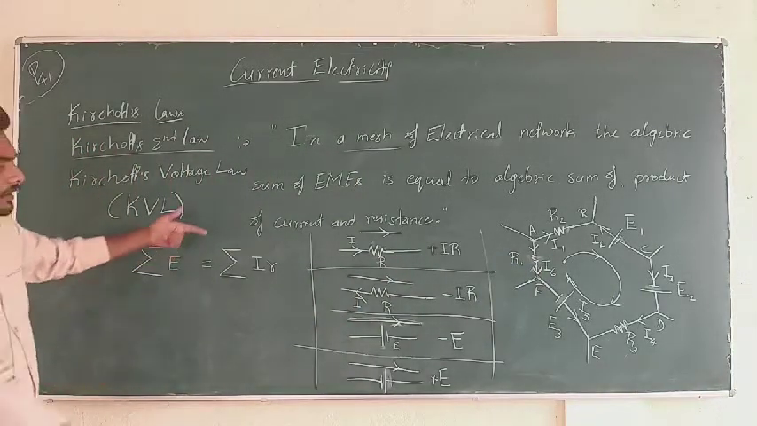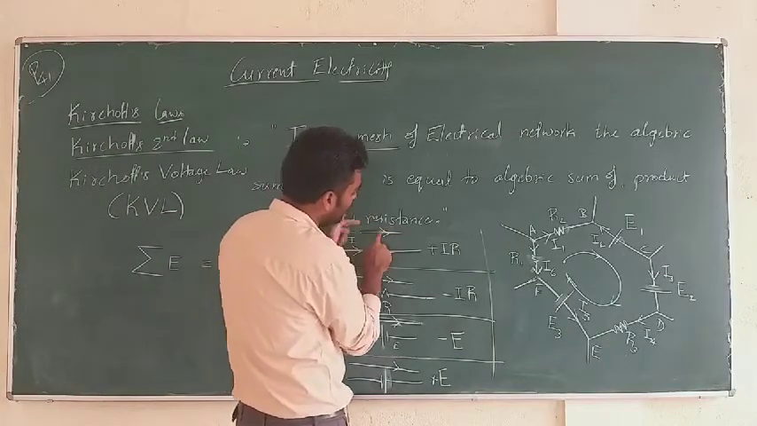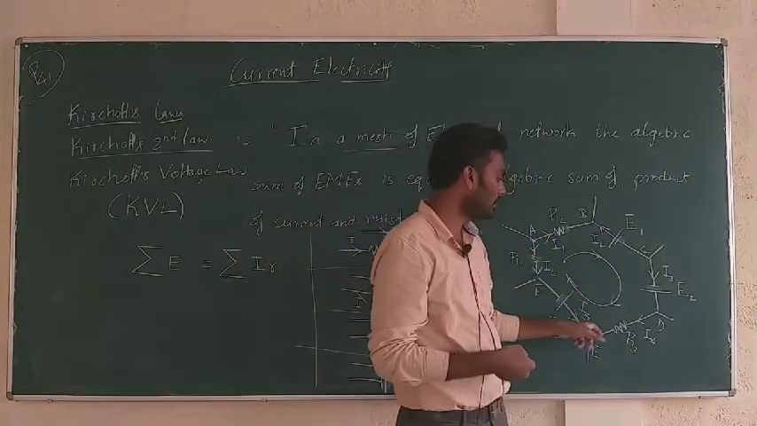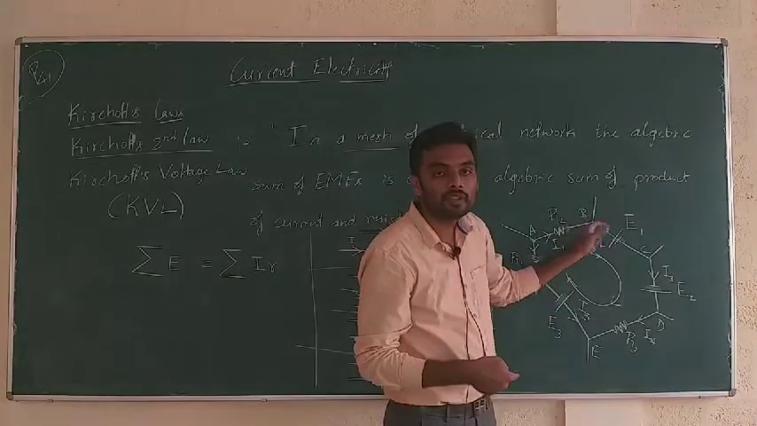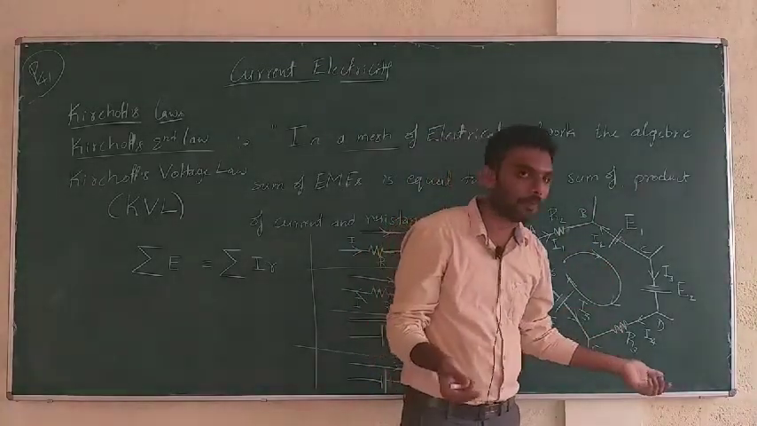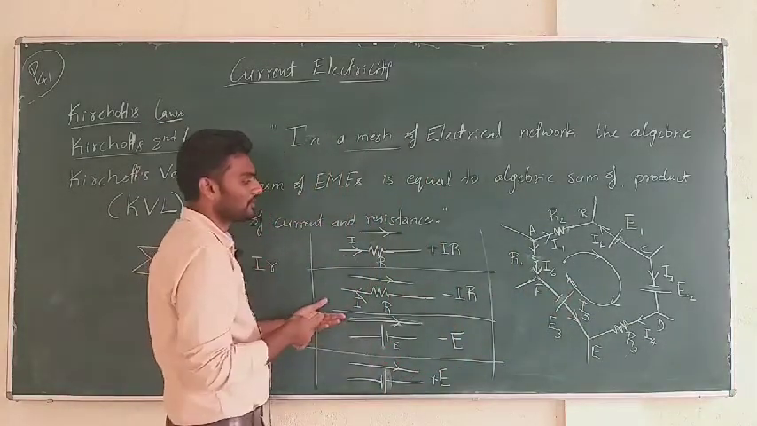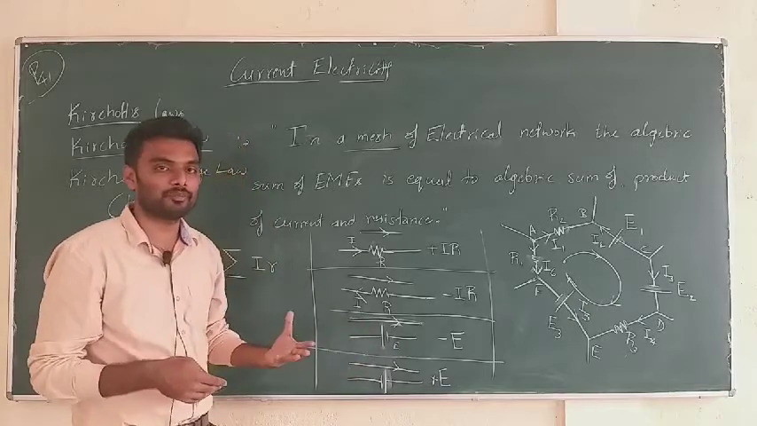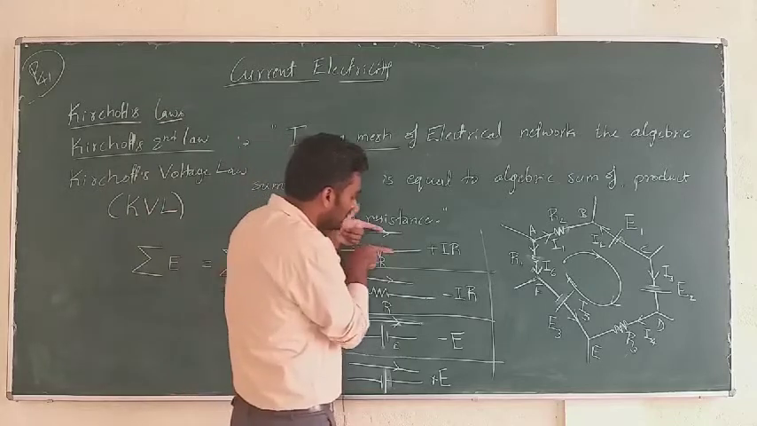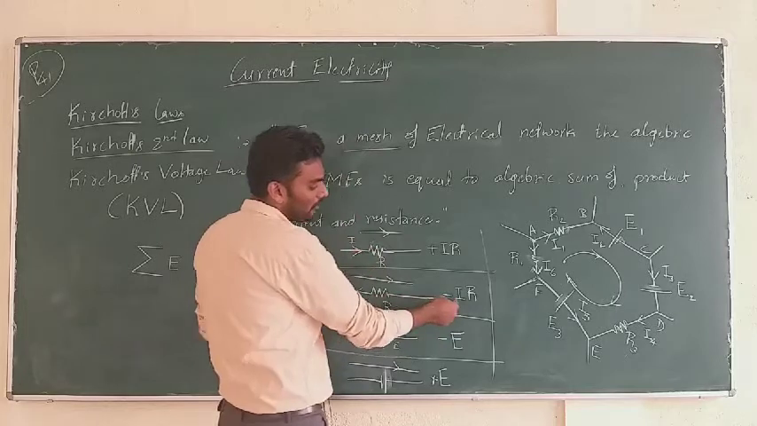Clear with this? Current through the resistance in the same direction of traversal. This traversal is the direction of the path which we have chosen, and this can be both clockwise and anti-clockwise. That doesn't matter, be clear with that. So, what if it is anti-clockwise? Everything reverses. Positives become negative, negatives become positive. But the basic rule is this: if the direction of traversal and the current direction are the same, plus IR. If the direction of traversal and the current direction are opposite, then minus IR.